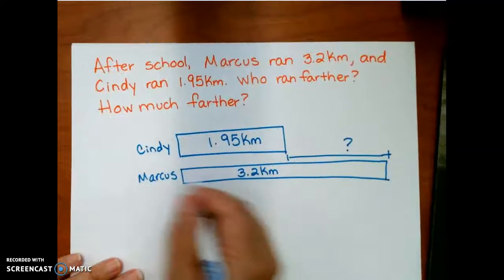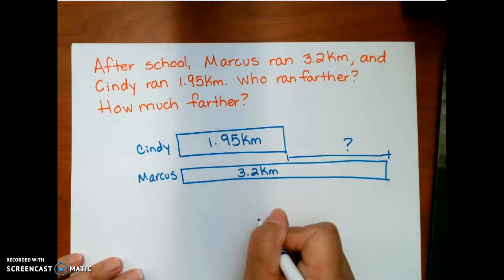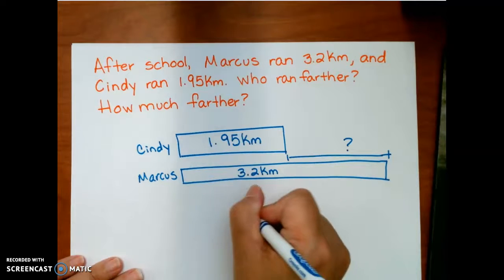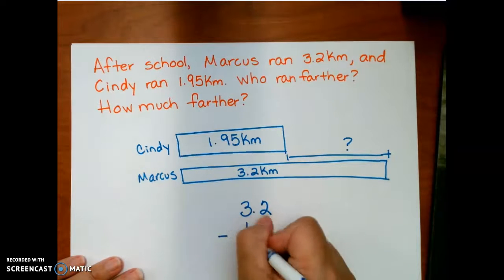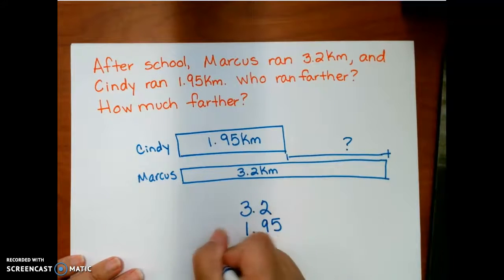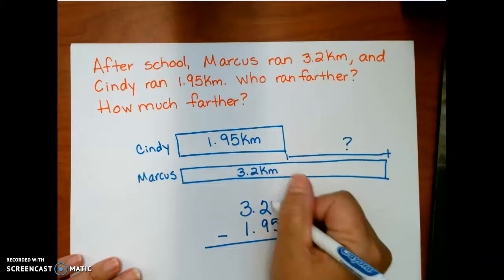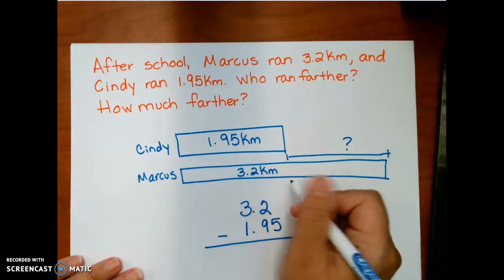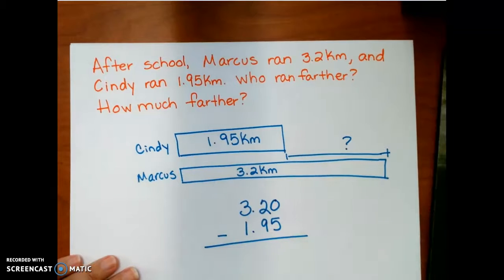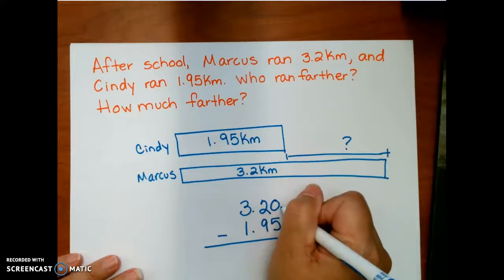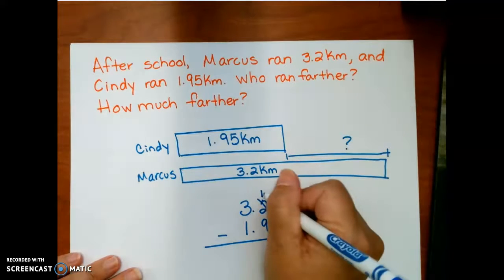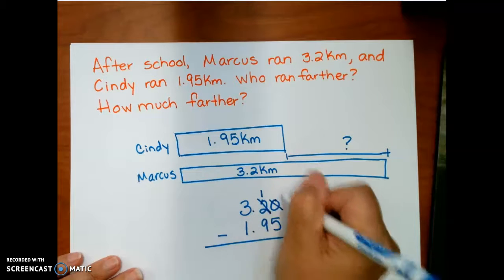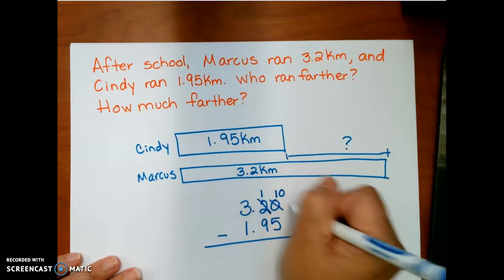So we can see by our bar diagram that he ran a lot farther. Okay, so what do I need to do to find out how much farther? I need to subtract 3 2/10 kilometers minus 1 95/100. Now, because I don't have any hundredths in 3 2/10, I need to put a 0. So now I have 3 20/100, and I can subtract. So this is a 0. I need to decompose and regroup. That becomes a 1. I'm taking out 1/10 to make 10/100.